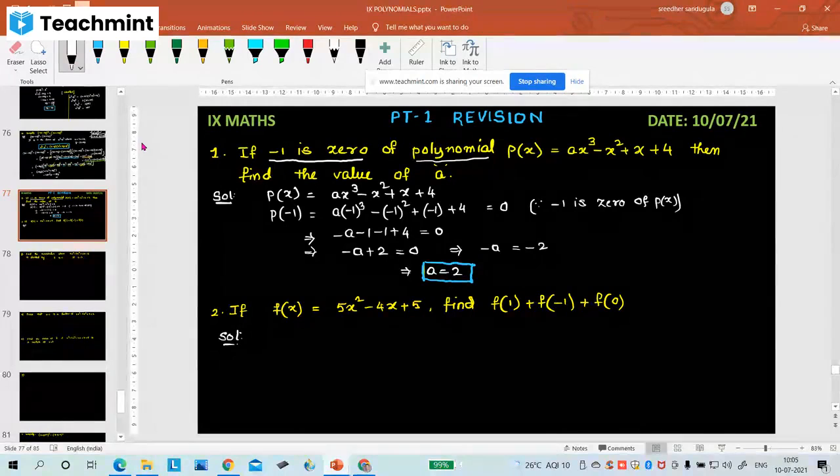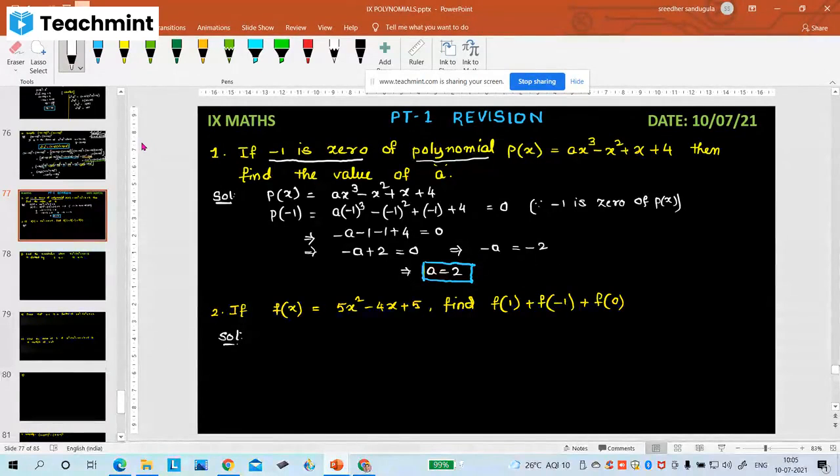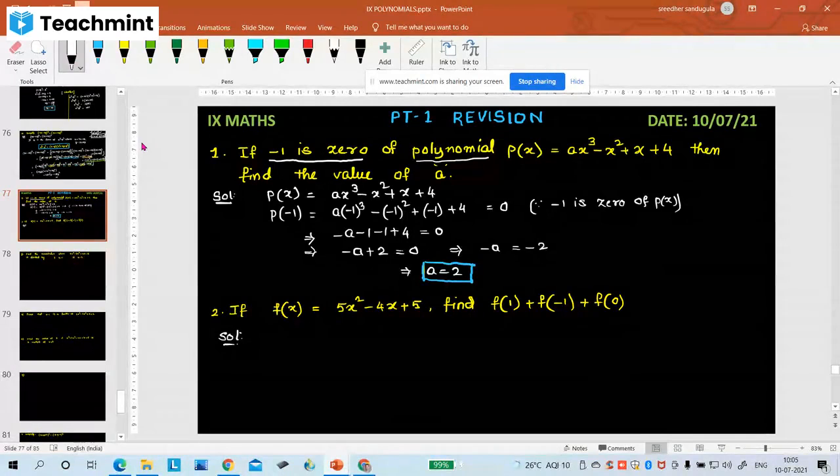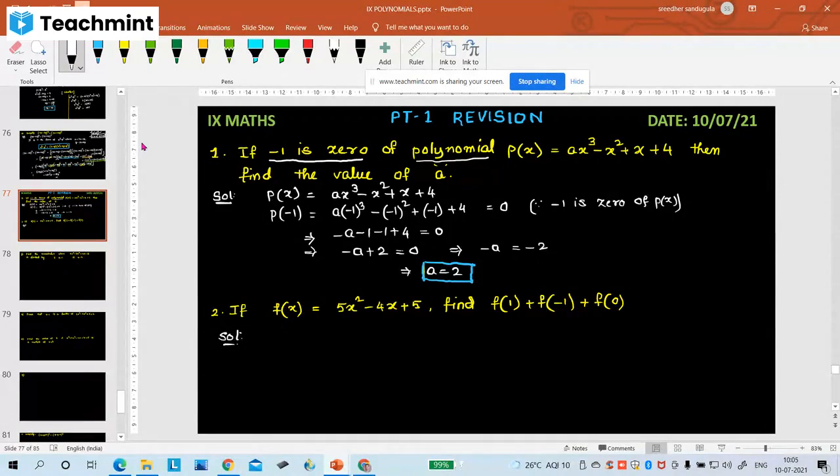So here f of x is given. It is asked to find the value of f of 1 plus f of minus 1 plus f of 0. So separately, first we need to find what is f of 1, what is f of minus 1, what is f of 0. So first f of x is given. You write f of x equal to 5x square minus 4x plus 5. Then what is f of 1? F of 1 is, in the place of x, you have to substitute 1: 5 into 1 square minus 4 into 1 plus 5.